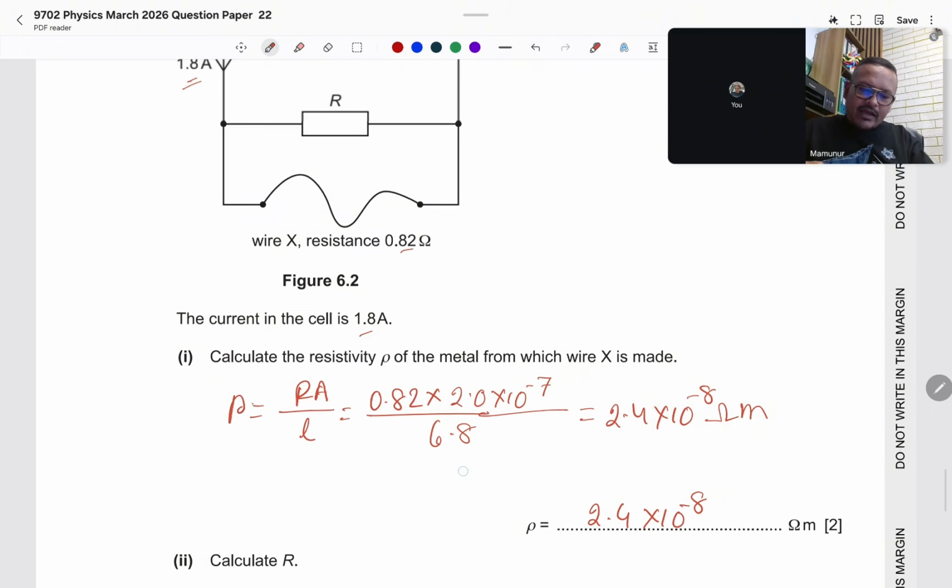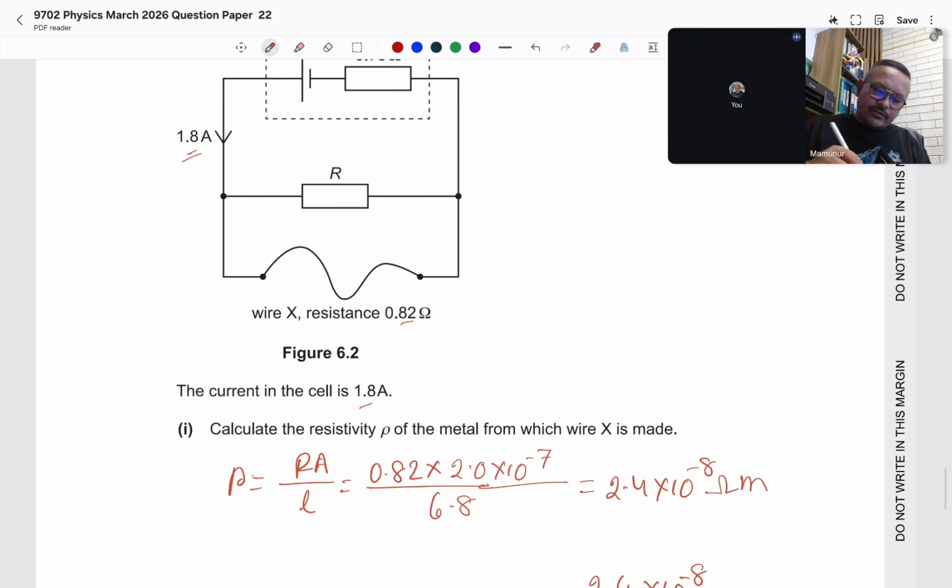Calculate R. R means this one. I need to find this resistance. So R equals V by I.